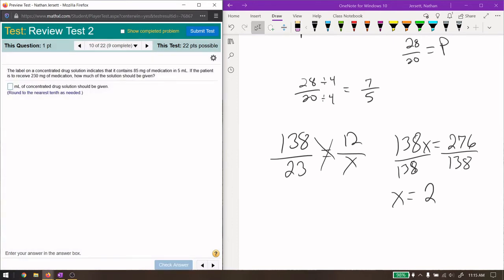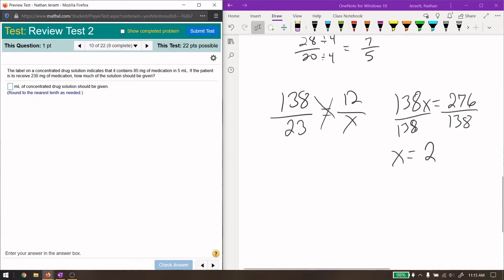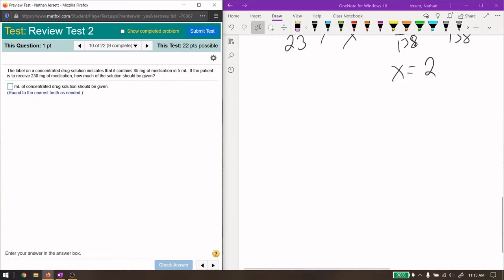The label on a concentrated drug solution indicates that it contains 85 milligrams of medication in 5 milliliters. Okay, if the patient is to receive 230 milligrams, how much solution should be given? So if there's 85 milligrams in 5 milliliters, then how much do you need for 230 milligrams? Well, all we have to do there is really just take 230 milligrams divided by 85.